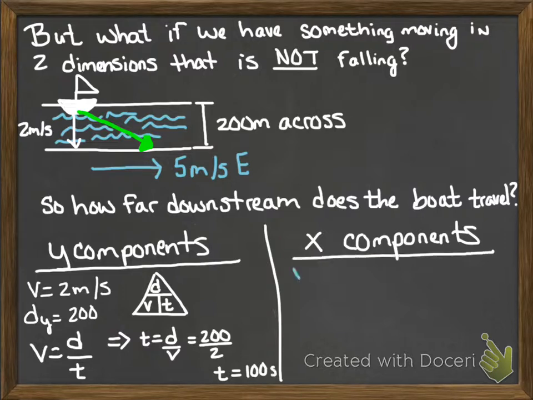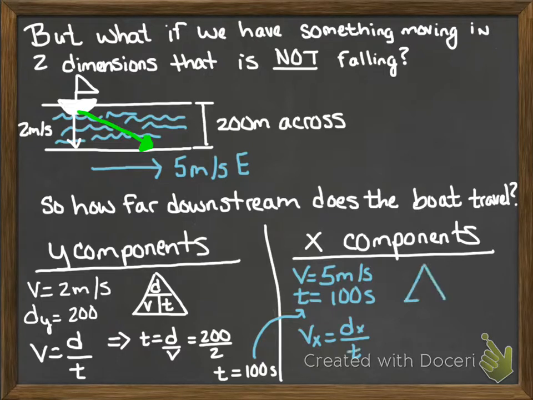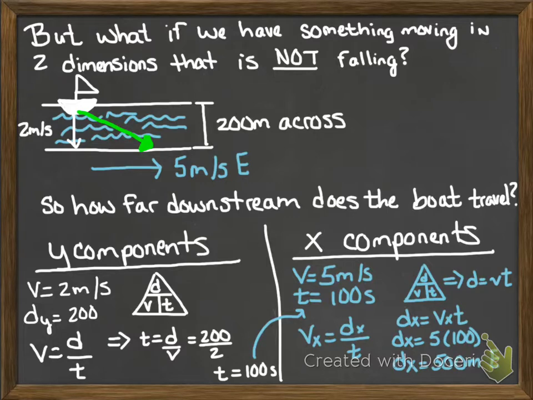Then I'm going to take that same time and plug it in for the x. So on the x side, I know that my boat is traveling at 5 meters per second to the east, and I know that time is 100 seconds. I'm going to use the same formula for the x component. Velocity in the x direction is the distance x divided by time. So I'm going to use the triangle, and I'm going to have d equals velocity times time. And that's going to give me my distance. That's going to be 5 times 100. So my distance is 500 meters to the east.